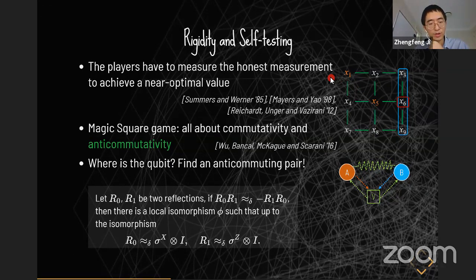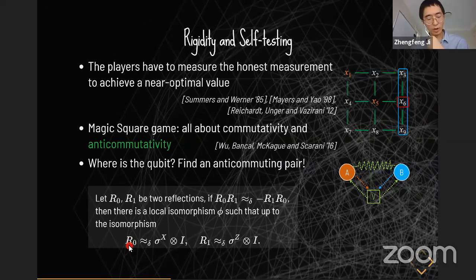And anti-commutativity is really important for us because by this simple lemma, if we have two reflections that are approximately anti-commuting, then there will be a local isomorphism so that these operators are essentially X and Z. And once you have X and Z, you have a two-dimensional space, and you can find a qubit. This is important because from the perspective of the verifier, you send out and receive classical information, and only by rigidity can you argue that there's a quantum system out there.